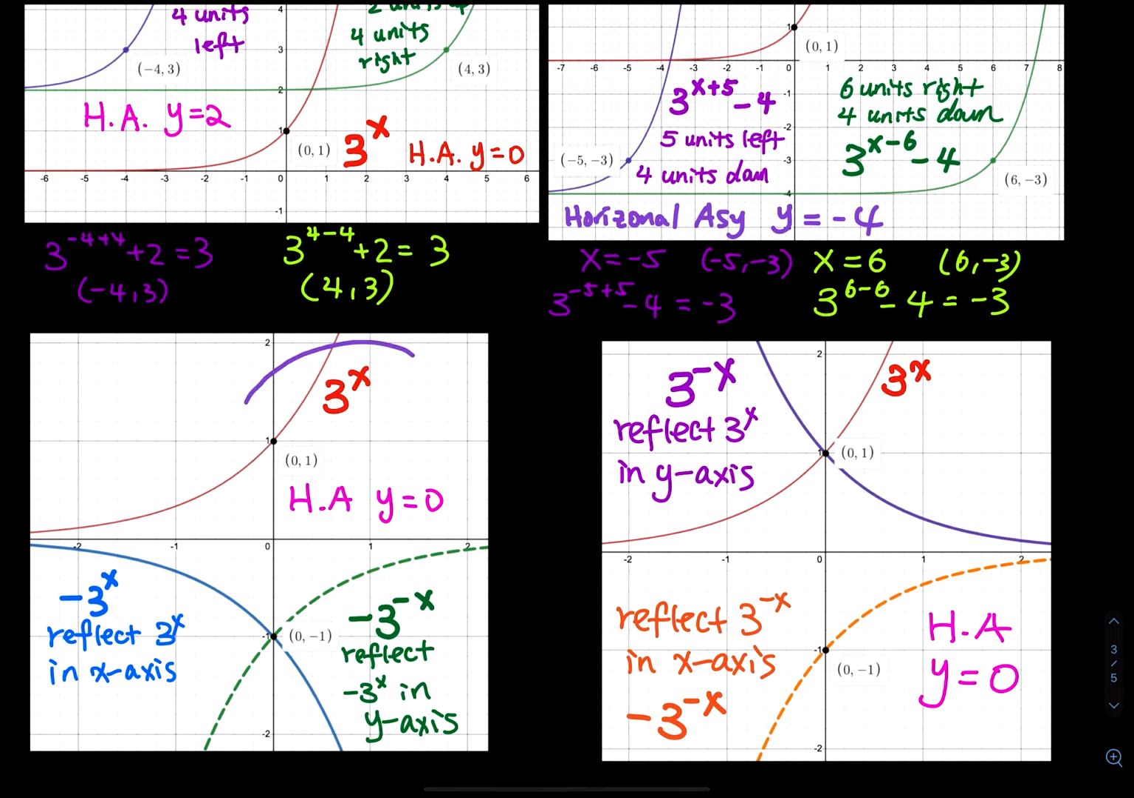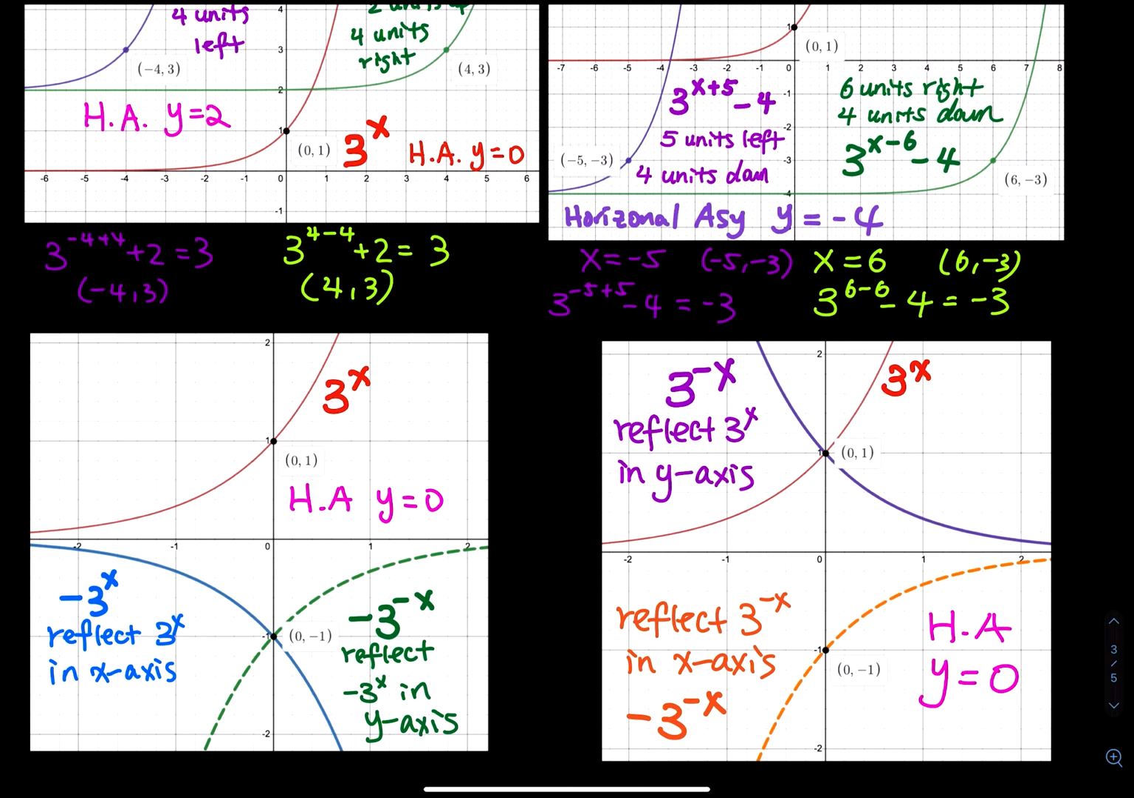The next one, parent function, is still 3 to the x. So what happens if you put a negative sign in front of the entire function? So 3 to the x, 3 multiplied by itself a few times is always positive. Once you put a negative in front of that, that makes the function always negative. As a result, that creates a reflection in the x-axis when you put a negative in front of the entire function.